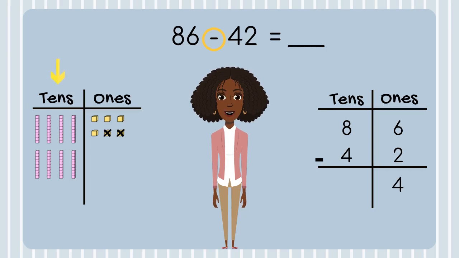Next, I will subtract my tens place. I have 8 tens, and I need to take away 4. 1, 2, 3, 4. Now I have 4 tens left. I'll put a 4 in my tens place. I can see that 86 minus 42 equals 44.